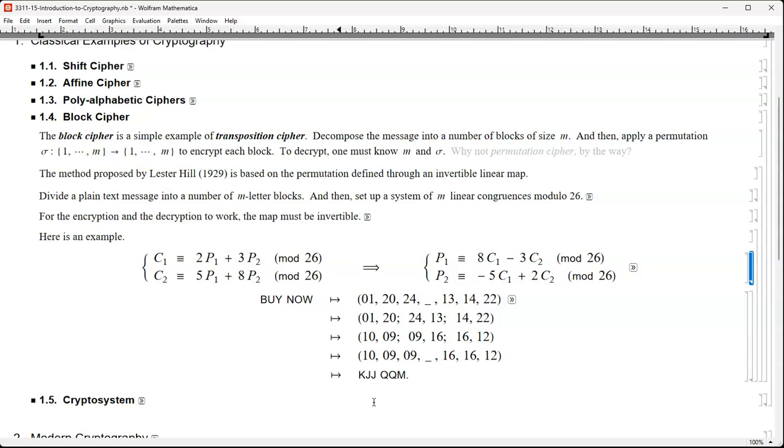By now, okay, we are doing 2 by 2. So let's take 2 letter blocks, 0, 1, 2, 0, and then 24 and 13, there's a space, but join those two, and then 14, 22 like that. So first block, and then the second block, 2 letter blocks, and then the third block like that. Make sense? Okay, and then here we're going to apply this encryption map.